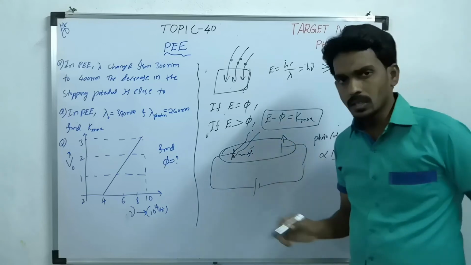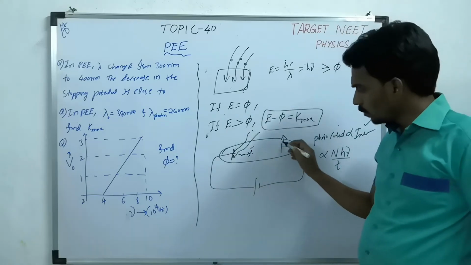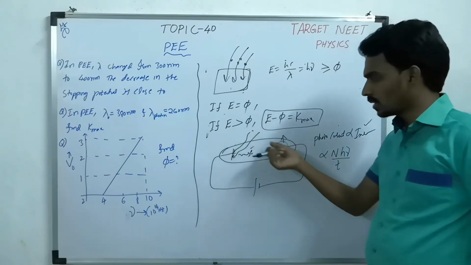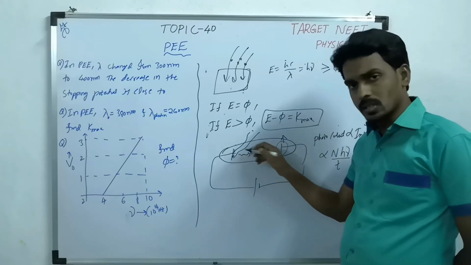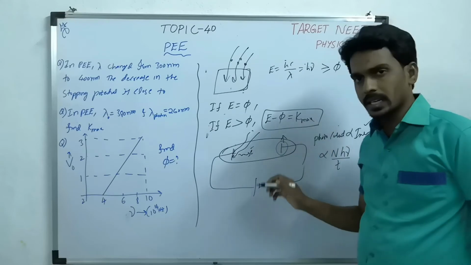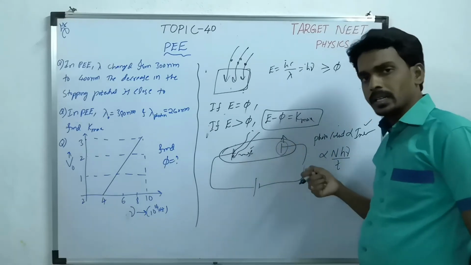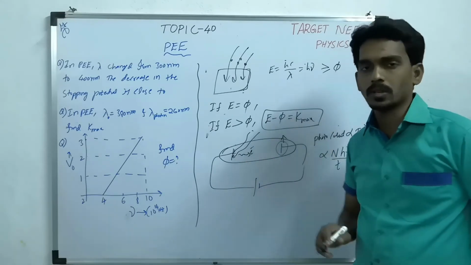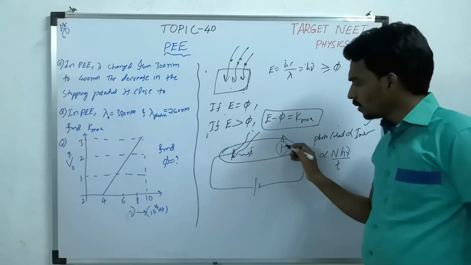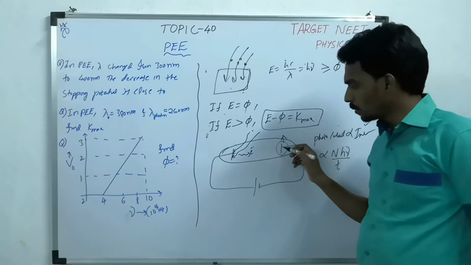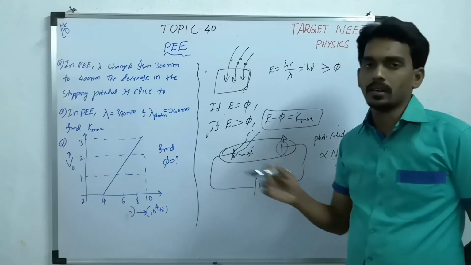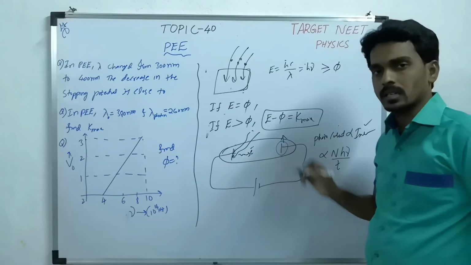One more thing you will understand: if you give positive potential to the anode, that will attract electrons, so even if the electrons just come out without kinetic energy, they can still complete the circuit because of this positive potential. But if you give negative potential to the anode, the electrons get repelled, so the electrons cannot reach.